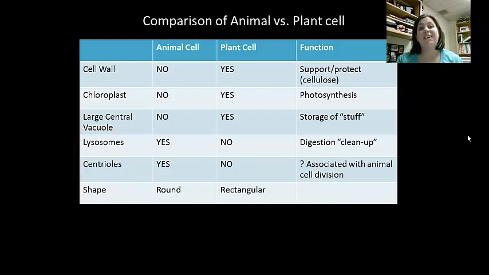Because you also might get an animal or plant cell, and it'll ask you, is this an animal or plant? Well, if it has a cell wall, a chloroplast, or a large central vacuole, it's a plant cell. If it has centrioles or lysosomes, obviously it's an animal cell. So make sure you study this chart as well.